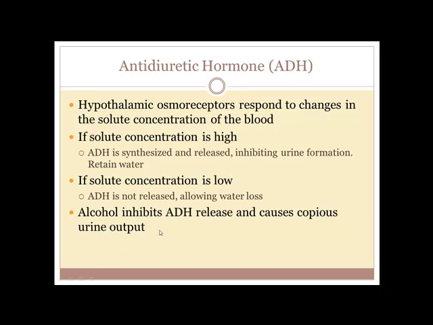A strong inhibitor of ADH is alcohol. Alcohol will inhibit the release of ADH, and that'll cause you to urinate. So when you drink, the reason why you have to pee a lot is that the alcohol is stopping the release of antidiuretic, anti-pee hormone. So the result is you start to urinate.